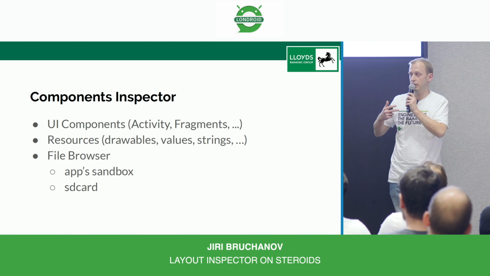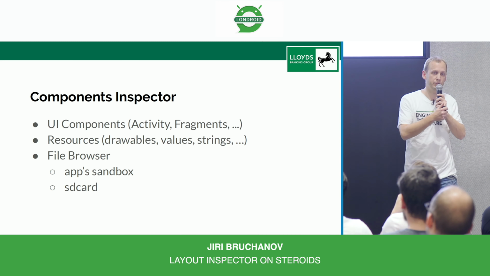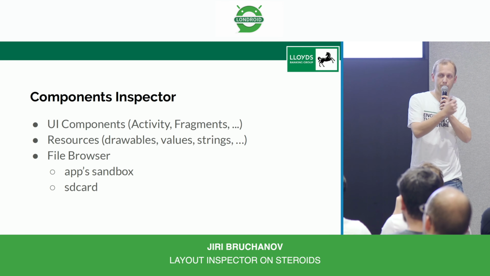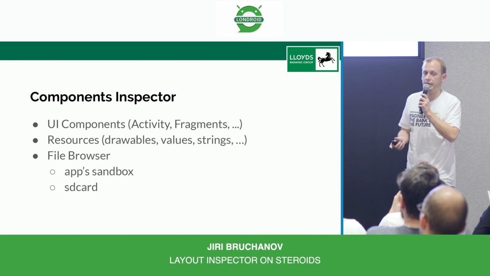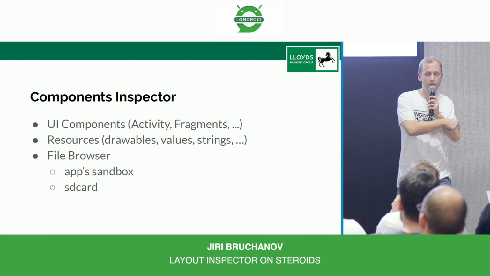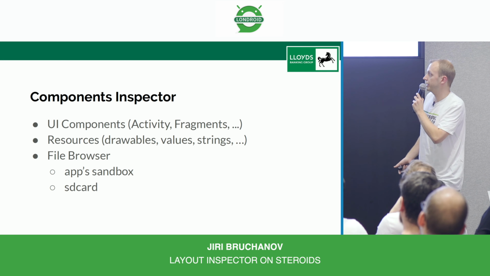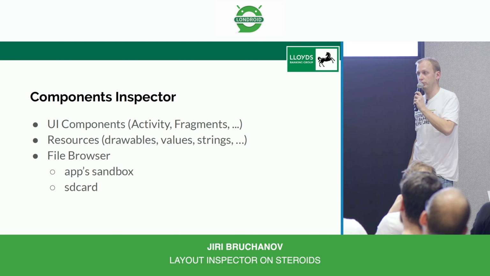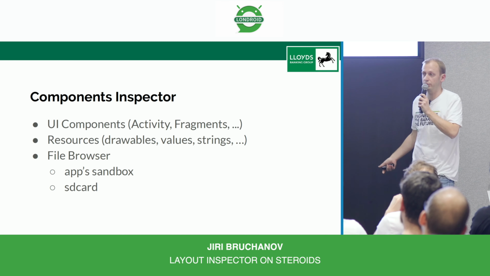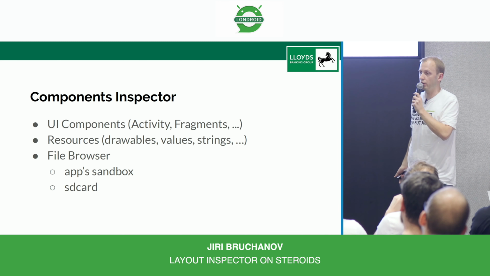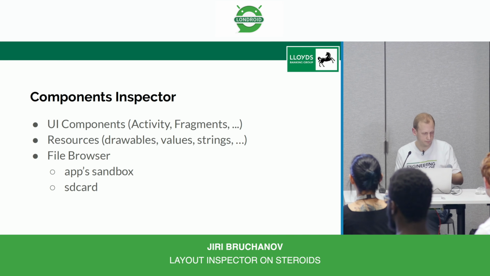That means if you have, for example, different assets for different densities, you'll get the one which is supposed to be for your device. Or if you have a qualifier for portrait or landscape, you'll get the one the device state is in. There's also a file browser, so you can easily see how the app sandbox looks. And if you have permissions, you can of course take a look at how the SD card looks. So let's take a look at another example.